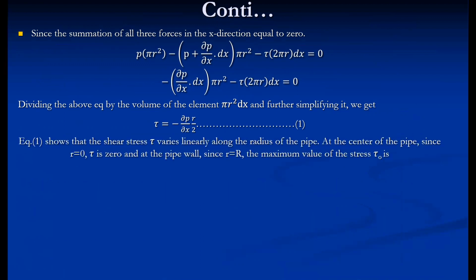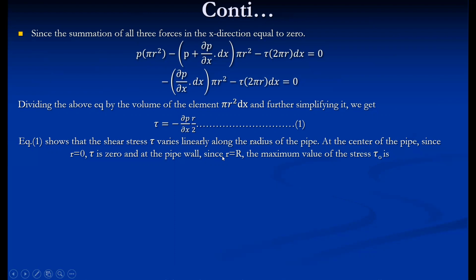So from this, we can say that shear stress varies linearly with r, because ∂P/∂x along the y direction, or along the radius, is constant. So tau only varies with r. So there is a linear relationship between tau and r.